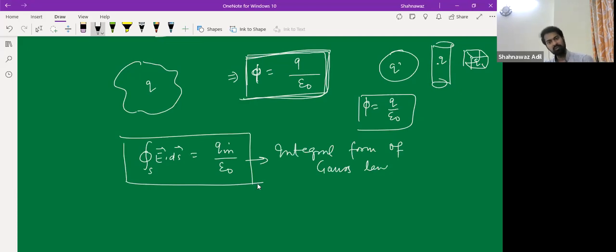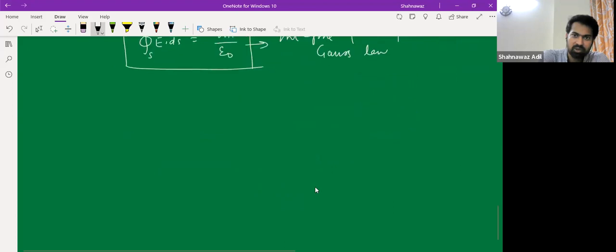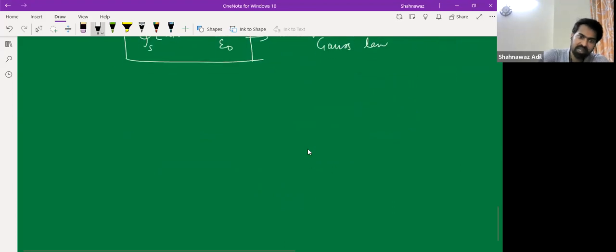So this much you guys already know. Rabia, you know this much already, right? This you have learned in your Amna ma'am class. So using the Gauss law, we calculated the electric field of 3 systems.